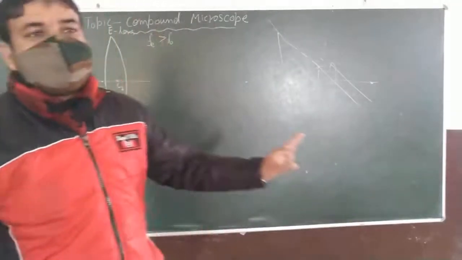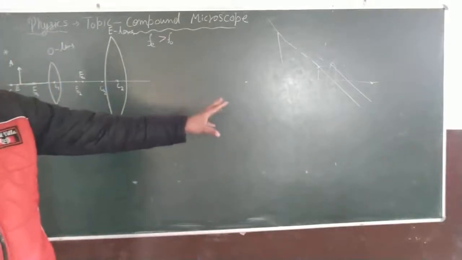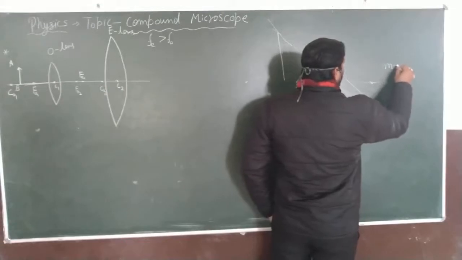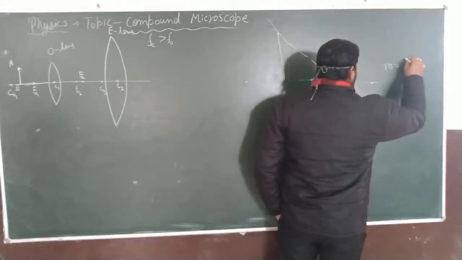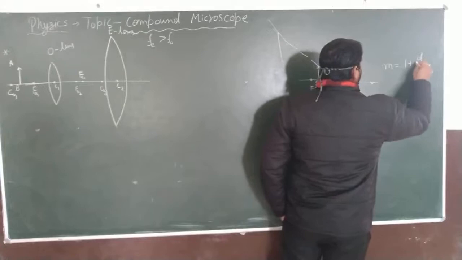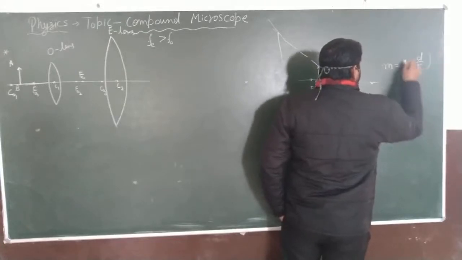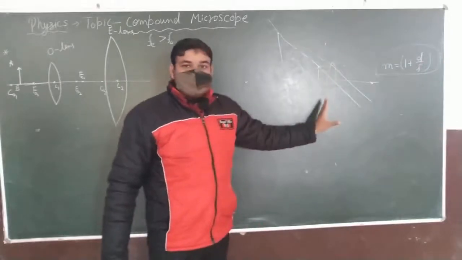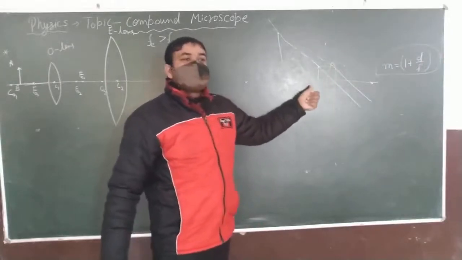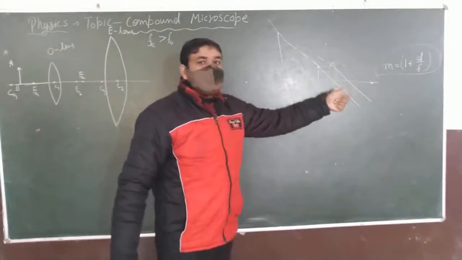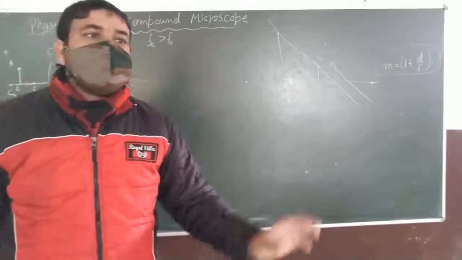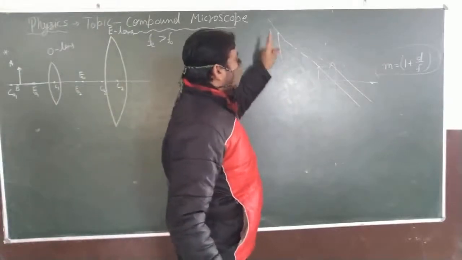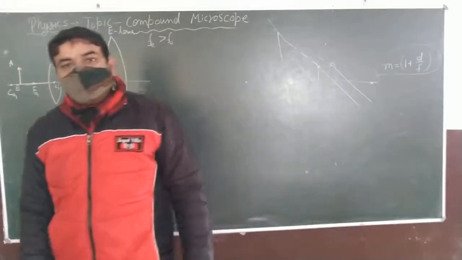And we will discuss the formula for magnifying power, which is equal to 1 plus D upon F. This is the formula for magnifying power for the case when the object is in between the focal length and the optical center of a lens or magnifying glass. Then it would form an erect and virtual image of the object.